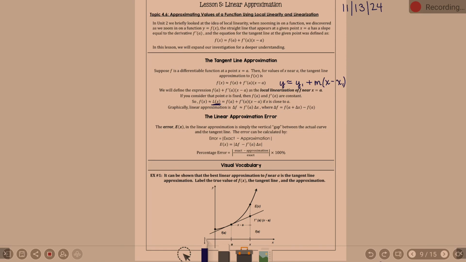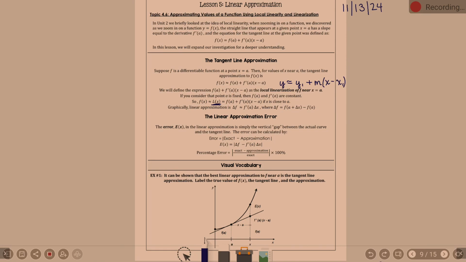And that's just the idea of what this is all about. When you have a curve, you have a tangent line. The tangent line hits that curve at a point. That tangent line is what we use to approximate the curve in that area. That's what we're looking at. That's our linear approximation here.